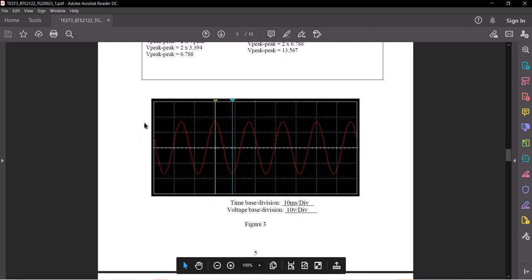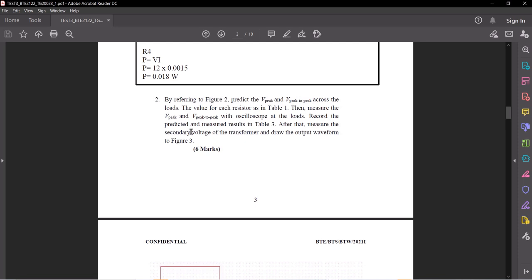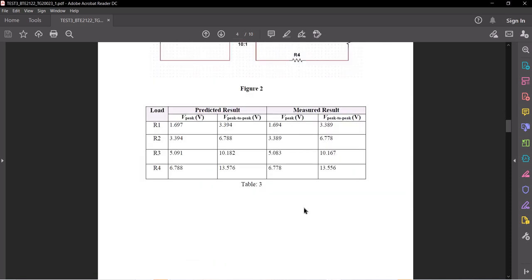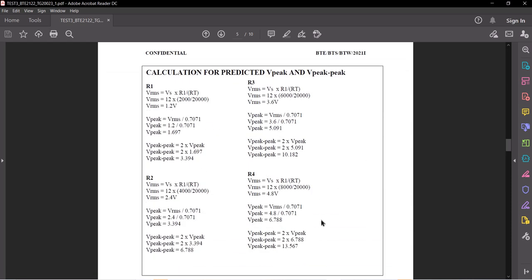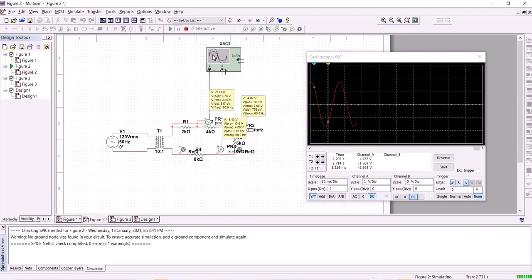And for the voltage, we need to measure the secondary voltage of the transformer and draw the output waveform. So the output waveform, okay, so let's go to the multi-scene. We pause, okay, stop, delete this. So the secondary voltage is here.